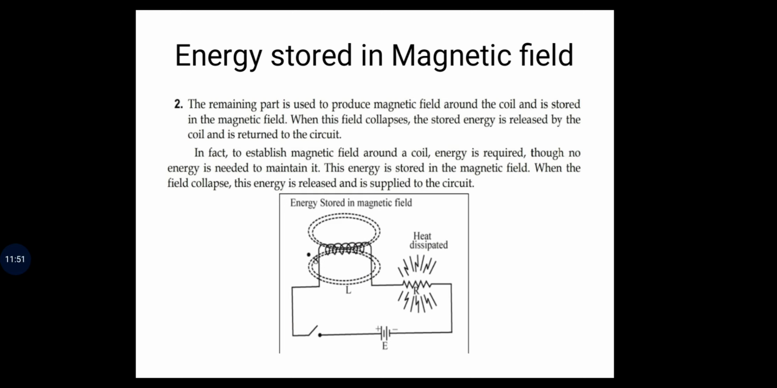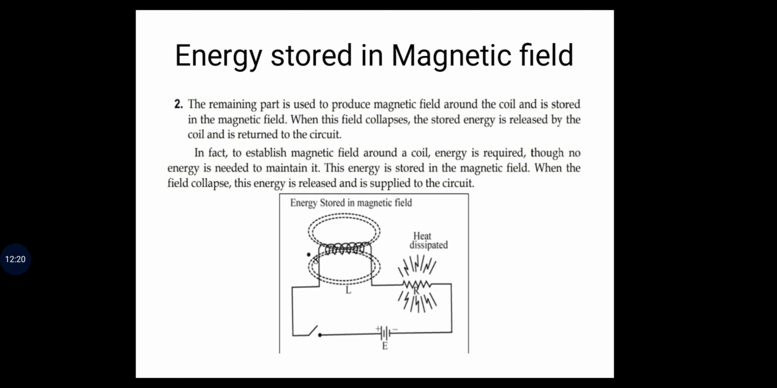When we disconnect the supplied energy, the magnetic energy is again converted to electric energy. So to establish a magnetic field around a coil, energy is required, but no energy is needed to maintain it.